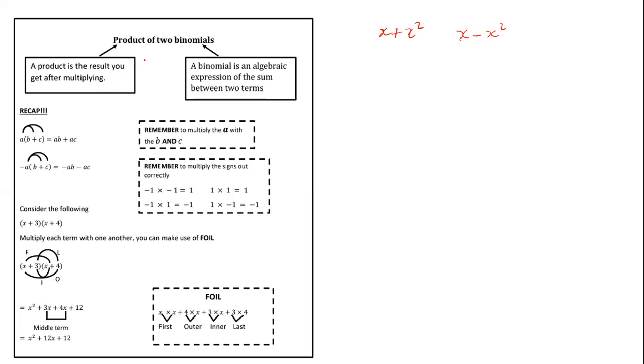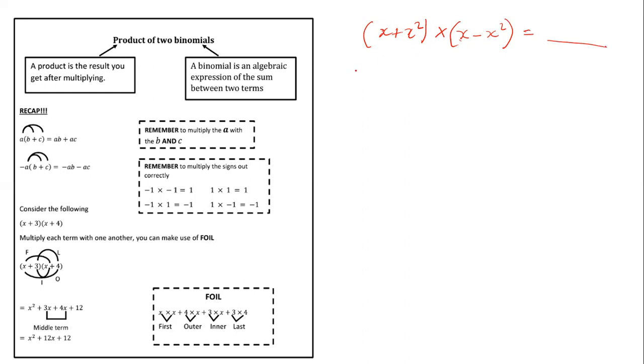So basically, here we're going to multiply two binomials. For an example, let's say I have this binomial, which is x plus x squared. This is a binomial. And then I have another binomial, which is x minus x. So when I multiply these two binomials, I'm going to get a product. We know how to multiply two binomials. But in order for us to multiply the binomials, there are certain factors that we're going to have to take into consideration.